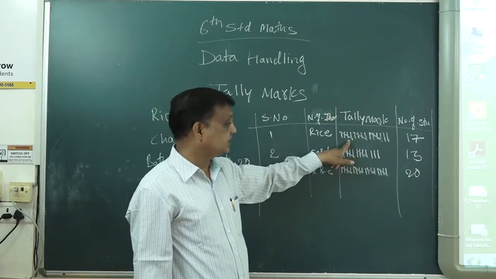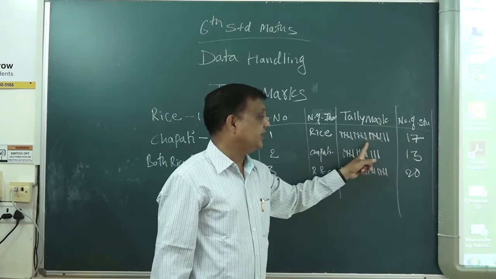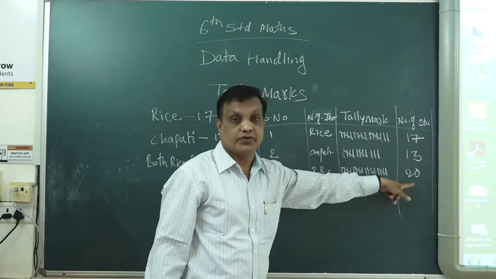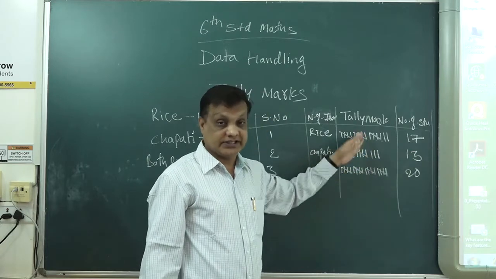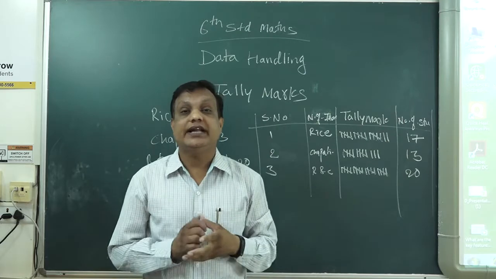Then the tally mark. And here the number of students. How many students, like 17, whatever it is. That same number we have to write in number form here, in the form of a tally mark. The same tally mark we are writing in numbers. So this is what a tally mark is.